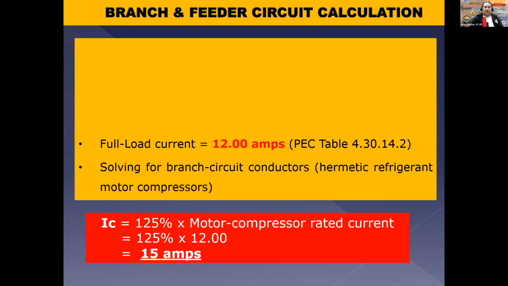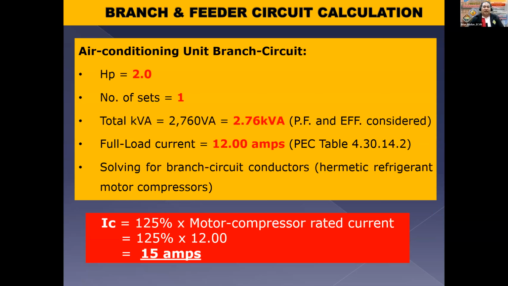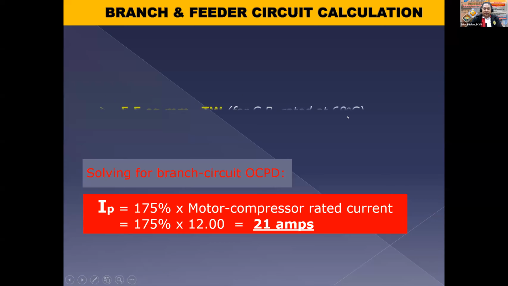So for air conditioning branch circuit, so isang con with a demand of 2.76 kVA with power factor and efficiency considered na dito, have a table of FLC with 2 horsepower sa table has a FLC of 12 amperes. So ito yung gamitin natin for computation.